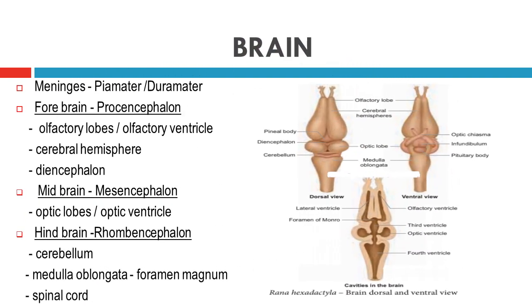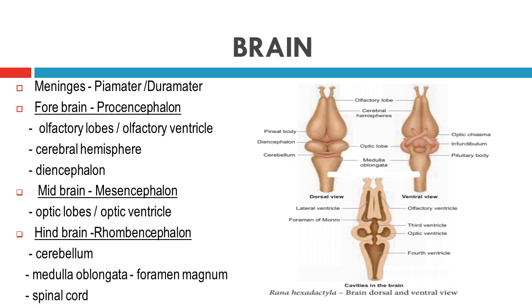So this is the brain of the frog, right? The structure of the brain is also simple here, and the brain is located in the cranial cavity inside the head skull region, right? And the brain is covered with two membranes. The membranes are the meninges. There are two meninges, that is pia mater as well as dura mater.